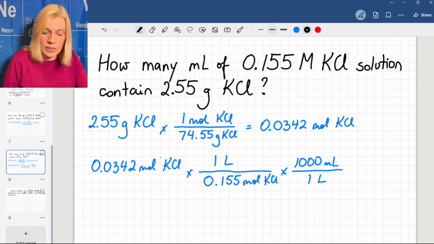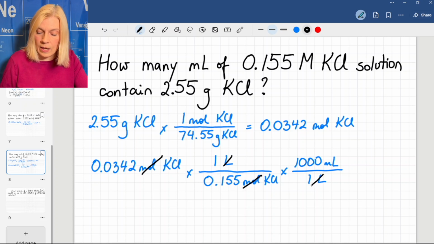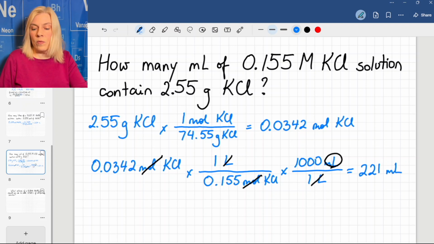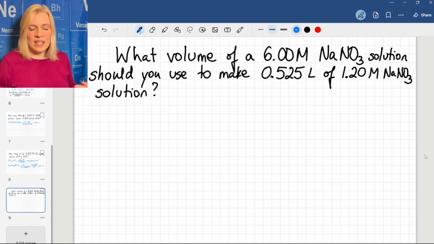And now my units, moles cancel out, liters cancel out. I'm going to have milliliters left. And I plug and chug into my calculator, and I'm going to get 221 milliliters. So there we go. Okay, one more. Ready? One more. So here we go.